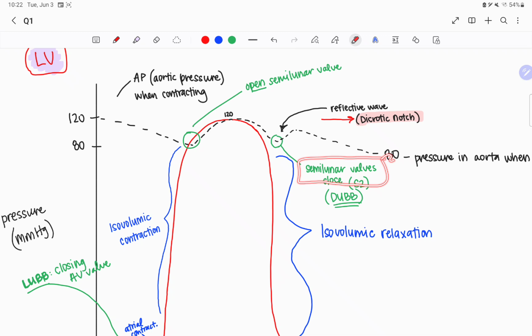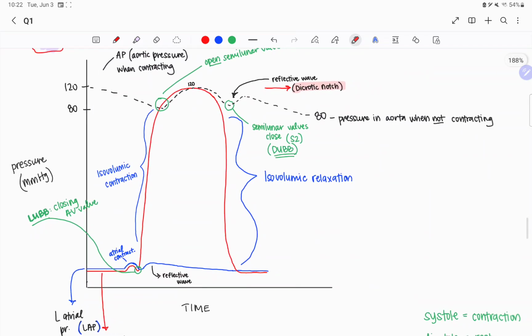And so when that valve closes, that's our dub sound. So we only get the sounds when a valve is closing. So our first lub happens when the AV valve closes. The dub sound comes when the semilunar valve closes. Okay? And then at this point, all our volume is gone. And so now our ventricle is just relaxing. And that's isovolumic relaxation.